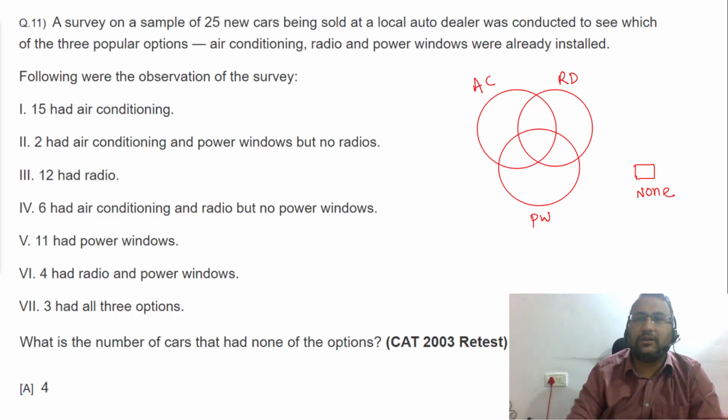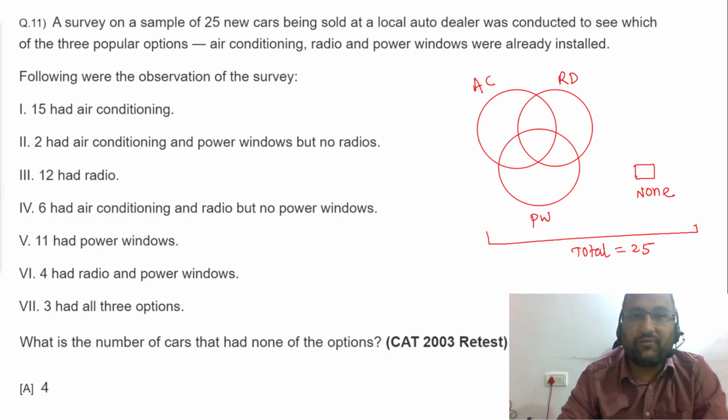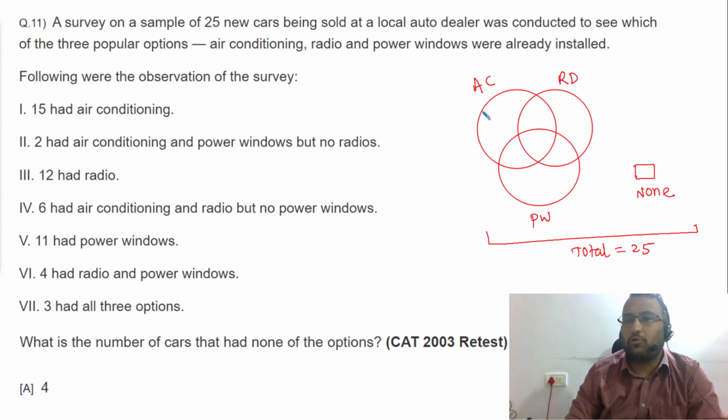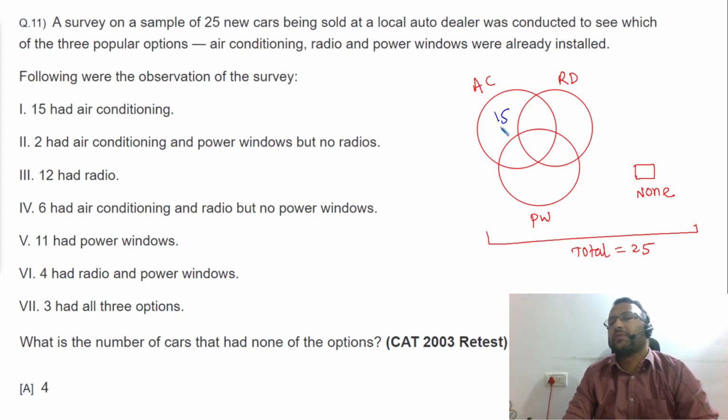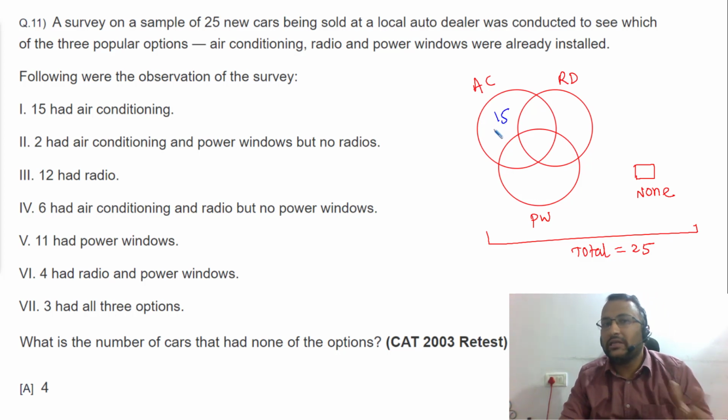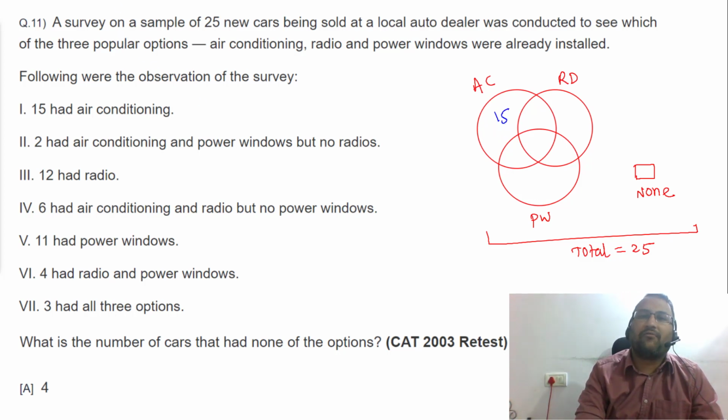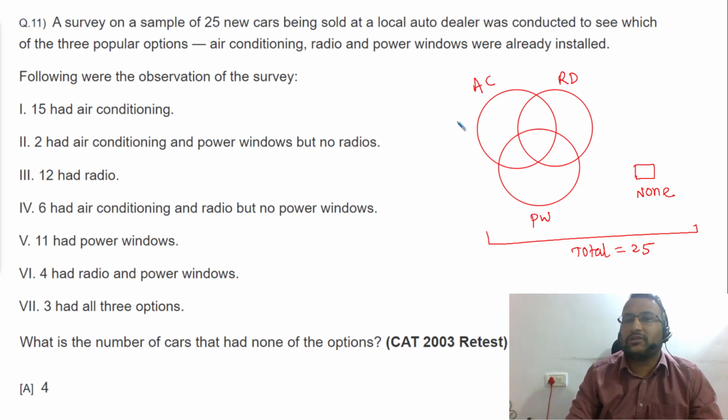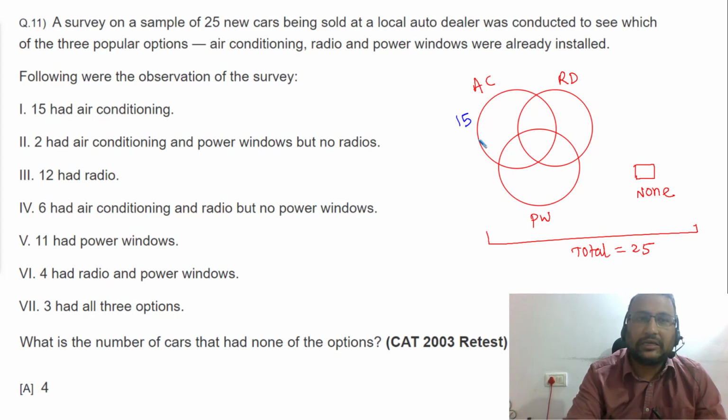So total is 25, including none. 15 had air conditioning. Don't write 15 over here, it would mean 15 are having only AC. That is incorrect. The value of AC circle is 15. So write 15 over here. The value of this AC circle is equal to 15.